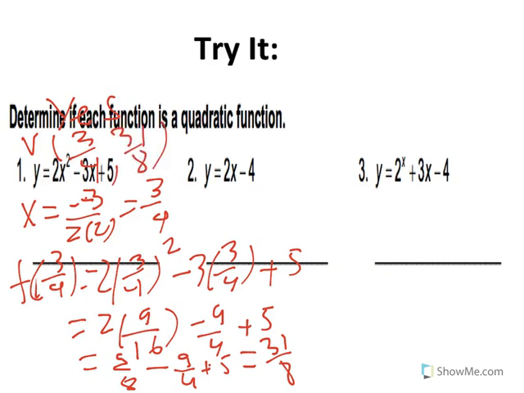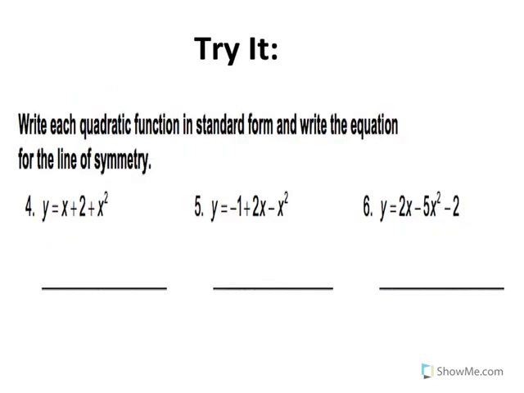Right, so from number 2, since we don't have a square, this is not a quadratic. And number 3, y is to the power of x, so it's also not a quadratic. Okay, so let's try this again. Write each quadratic function in standard form and write the equation of the lines of symmetry.